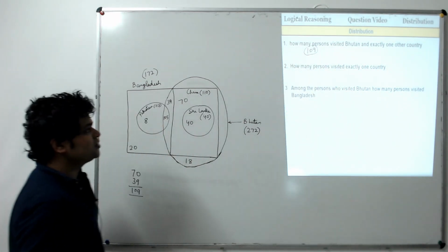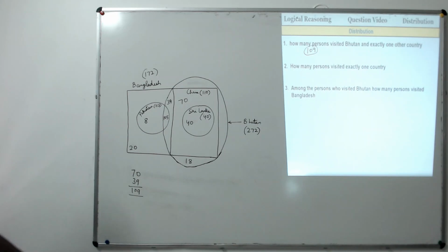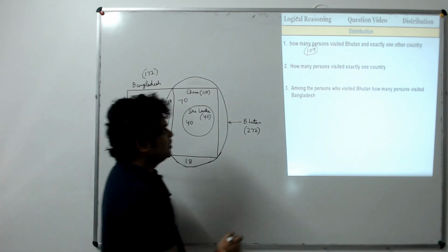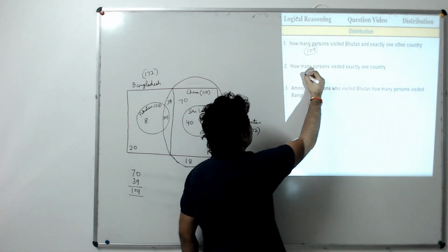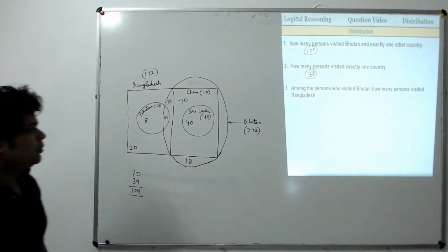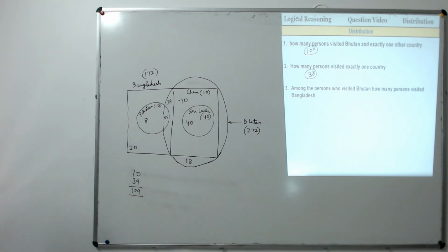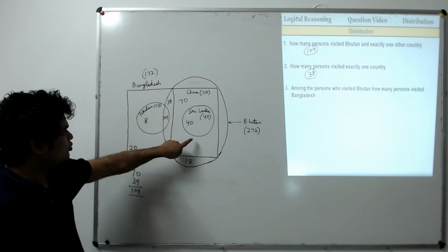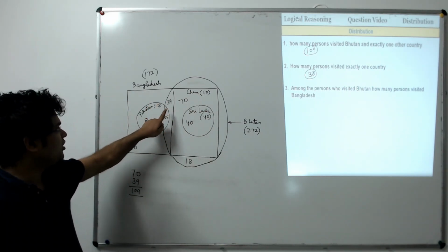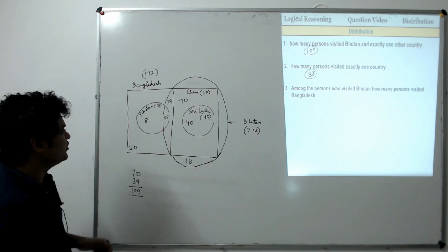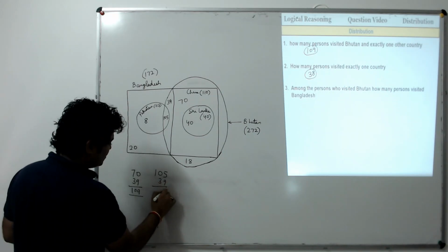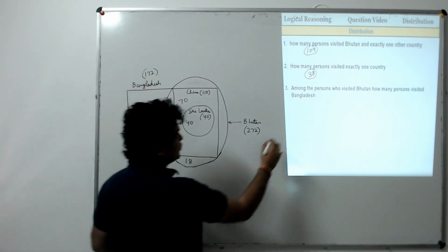Then how many persons visited exactly one country? So exactly one country is Bangladesh and Bhutan, that is 20 plus 18, that is 38. And the last one is, among the persons who visited Bhutan, how many persons visited Bangladesh? So out of the people who visited Bhutan, how many visited Bangladesh? So Bhutan and Bangladesh is 39. Bhutan, Bangladesh and Pakistan is 105. So my answer is 105 plus 39, that is 144.